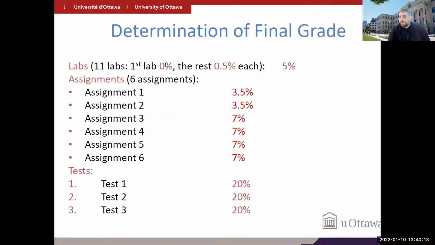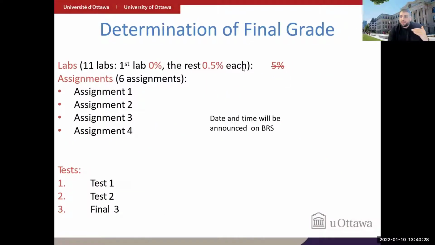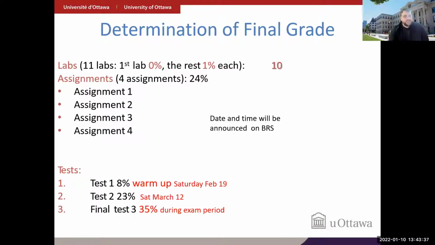So instead of having 6 assignments like before, we're going to have just 4 assignments. And instead of having 5% for the labs, I'm going to increase it to 10%, with 1 forgiveness. You see that?